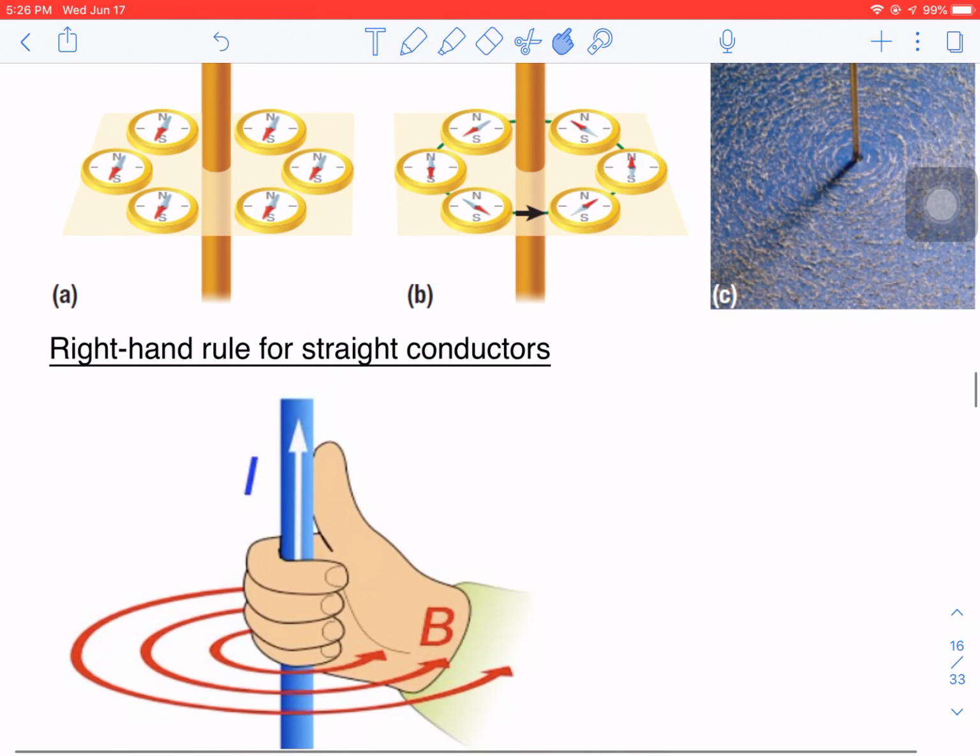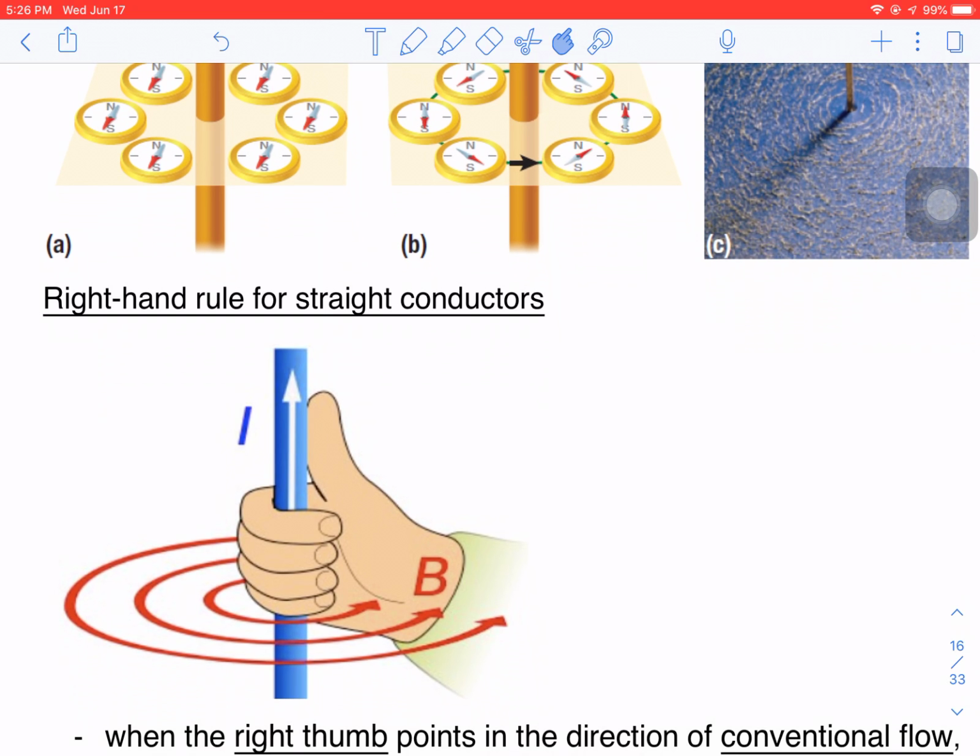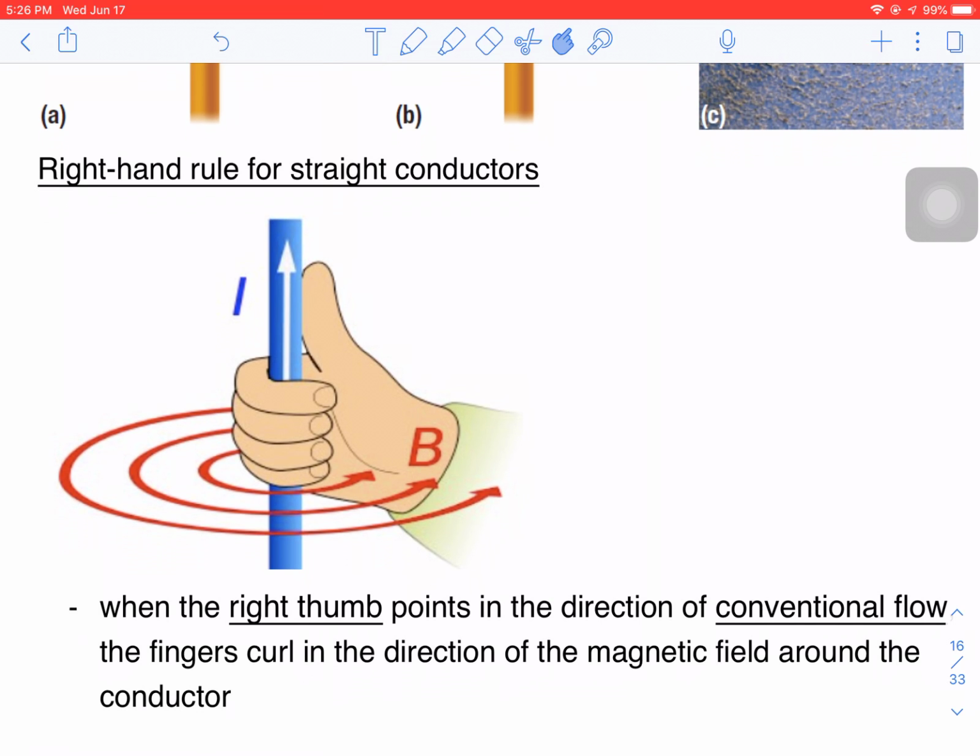So we came up with what we call the right-hand rule for straight conductors. Now, let's talk about the right-hand rule for a minute, and then I'm going to maybe muddy the waters a little bit. So the right-hand rule says if I look at a conductor like a wire, and I use my right hand and wrap the hand around the wire so that my thumb is pointing in the direction of the conventional current. Okay, this is the important piece here.